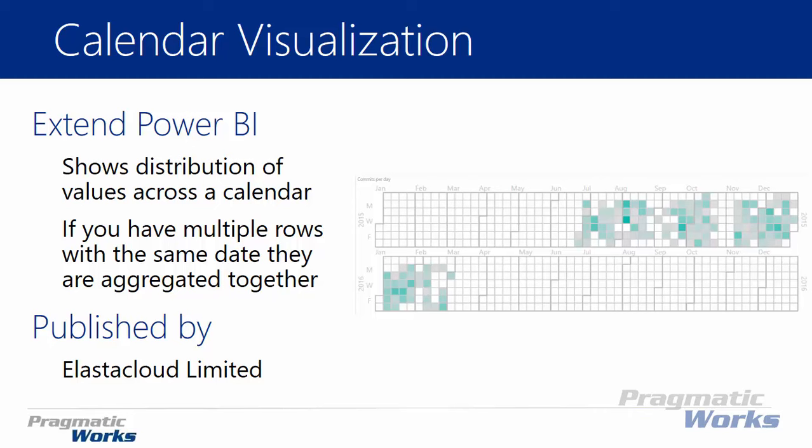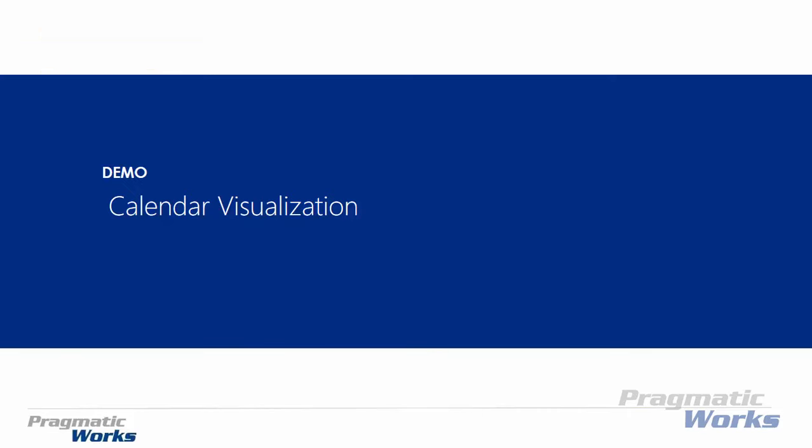This one also allows you to have multiple rows. So say, for example, you have a data set that has multiple rows on a single date. Basically, what it's going to do is aggregate those values together and still show it as a single day on the calendar. So everything gets rolled up and aggregated by a date. This one's done by Elastic Cloud Limited, and so let's go ahead and take a look at where you can find this one and download it and start to use it.